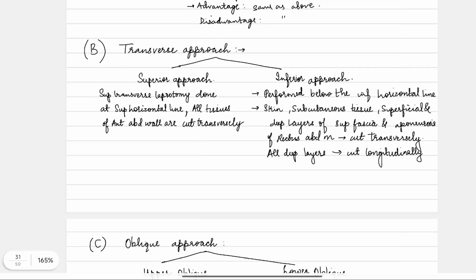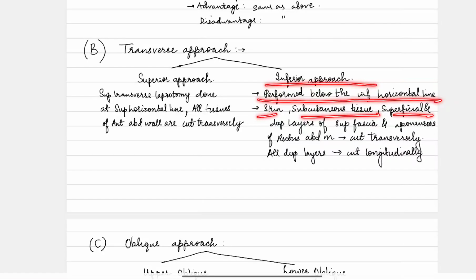Next approach is transverse approach. There are two, superior and inferior approach. Superior transverse laparotomy is done at the superior horizontal line. All tissues of the anterior abdominal wall are cut transversely. Inferior approach is performed below the inferior horizontal line.